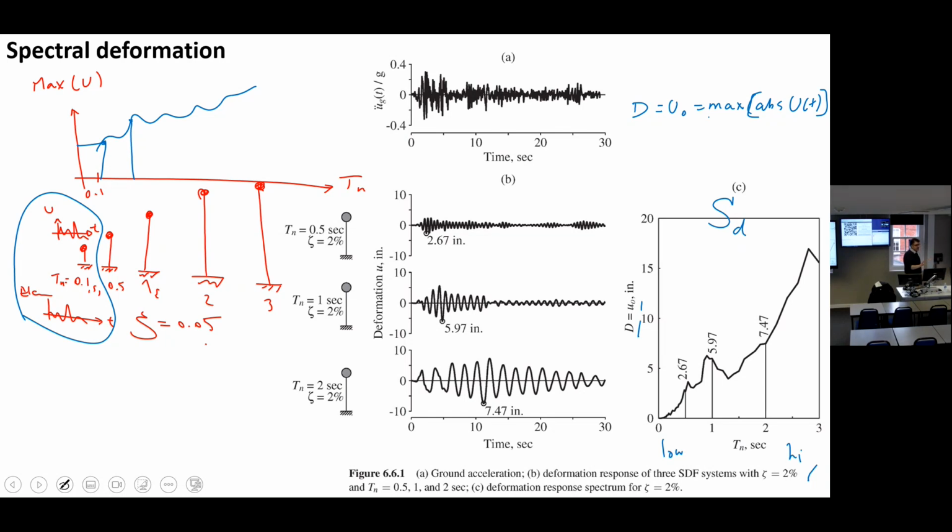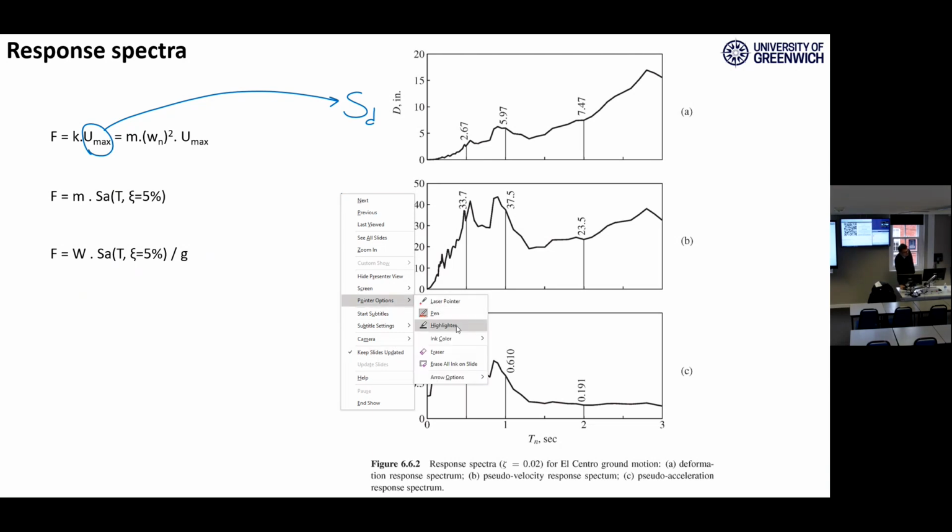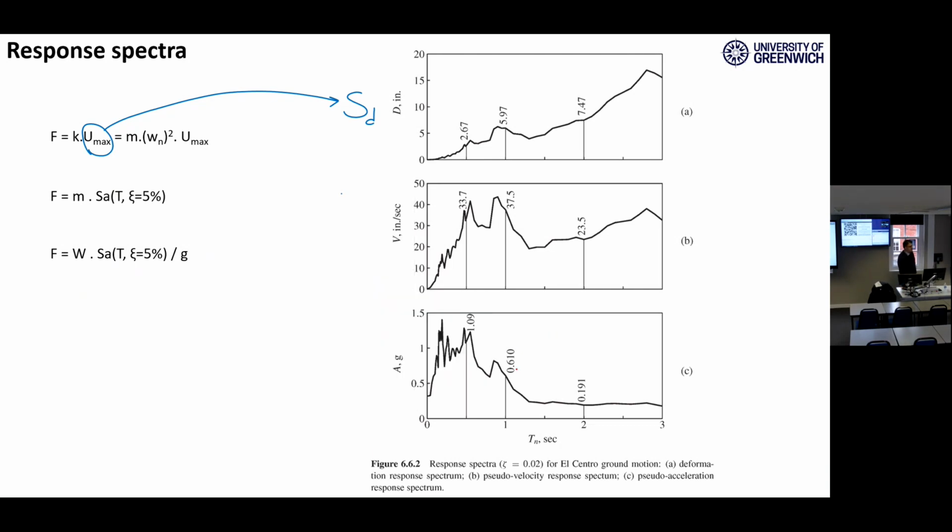In a few moments, we are going to go to the Excel spreadsheet and calculate this for the Centro earthquake. But before we jump into the Excel, I want to stay here to say that this is the spectral deformation we talked about in the previous slide. Okay? And it's really this one, Umax, isn't it? Right? Because this Umax will be multiplied by K, and you will come up with the force value.